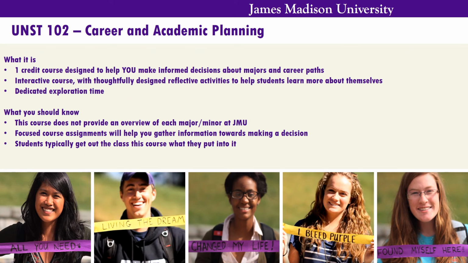Just another option I want to point out, UNST 102 Career and Academic Planning is open to all students. We still have a few seats, I believe, in the classes for the fall semester, and we teach this class in the spring semester as well. It's a 1-credit course designed to help you make informed decisions about major and career paths. Even if you've already chosen a major, you may or may not know all the career options that go with it, so it could still be a beneficial class for you. It provides information on different skills, interests, and abilities you might have, and how they fit in with the major or the career you're thinking about in the future.